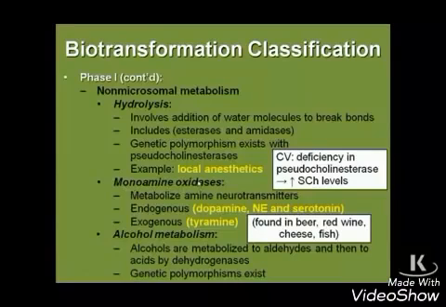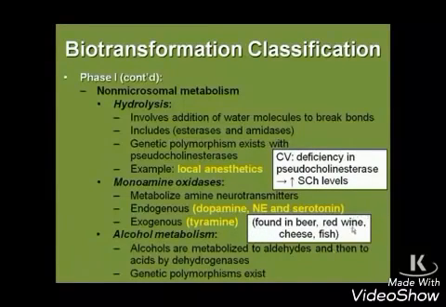Monoamine oxidases metabolize amines, as the name would imply. Certainly there are various endogenous amines, dopamine and norepi and serotonin, that are all metabolized by monoamine oxidase. There are also exogenous compounds, and tyramine is the most classic of these. You should remember where tyramine is found. Tyramine is found in certain types of beer, but importantly, red wine and cheese, aged cheese in particular, and fish are places where you find tyramine.